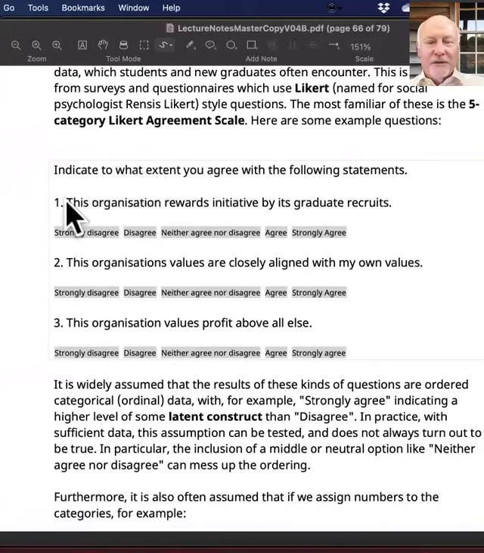So what you get is a series of statements followed by, you have to choose strongly disagree, disagree, neither agree nor disagree, agree, and strongly agree. That's the most common format. That's the 5.1. There's a 3.1, there's a 7.1, and then there are also even numbered ones, but that's by far the most common version of it.